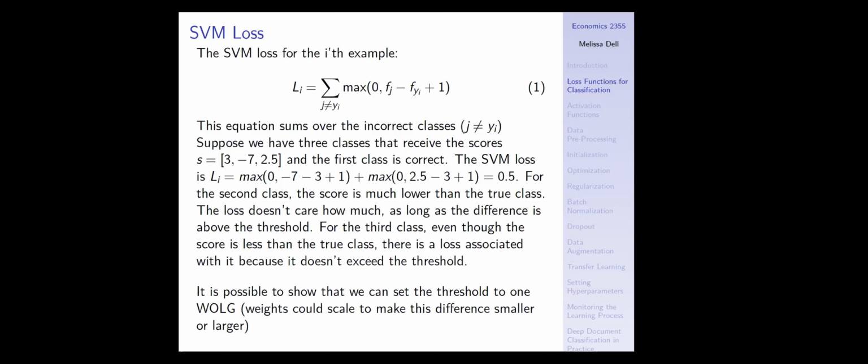And so another thing you might note here is, why did we choose a threshold of 1? Isn't that a hyperparameter that we would have to optimize? Actually, you can show that we can just set that threshold equal to 1 without loss of generality. And the intuition there is that you could set it to some other number, but then the weights could just scale things up so the differences were larger or smaller. And so we can just set that equal to 1.